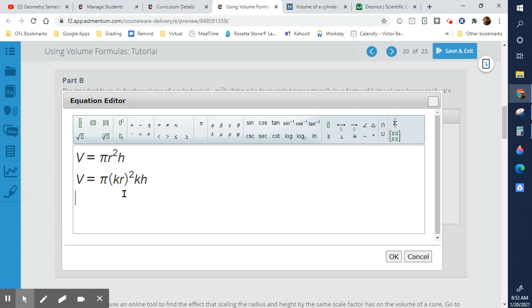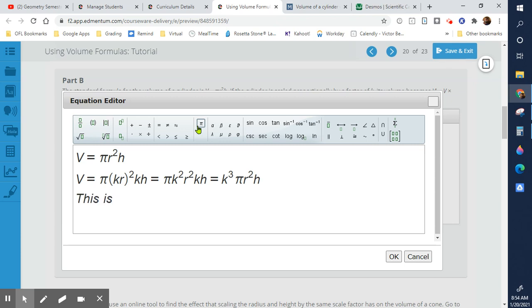So this ends up being equal to pi k squared r squared kh, which in turn, we're going to see that we have 3 k's, so this ends up being k cubed pi r squared h.